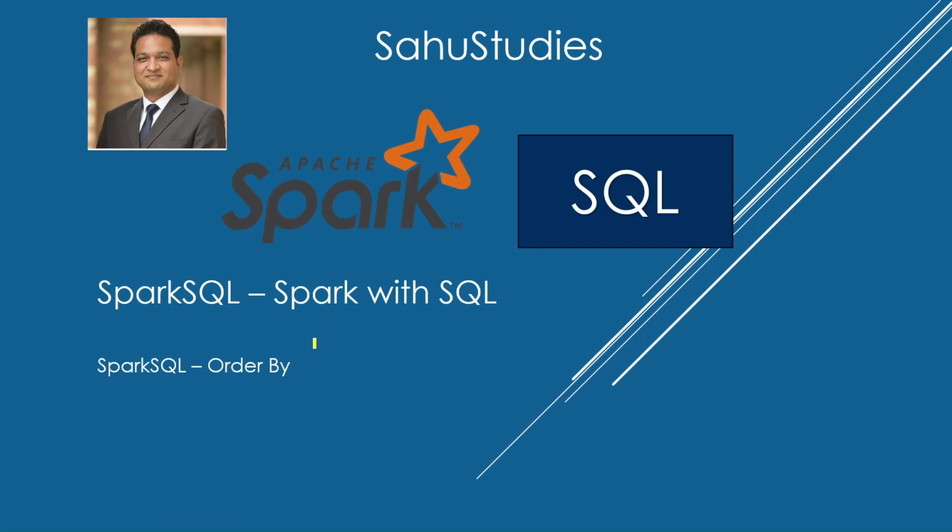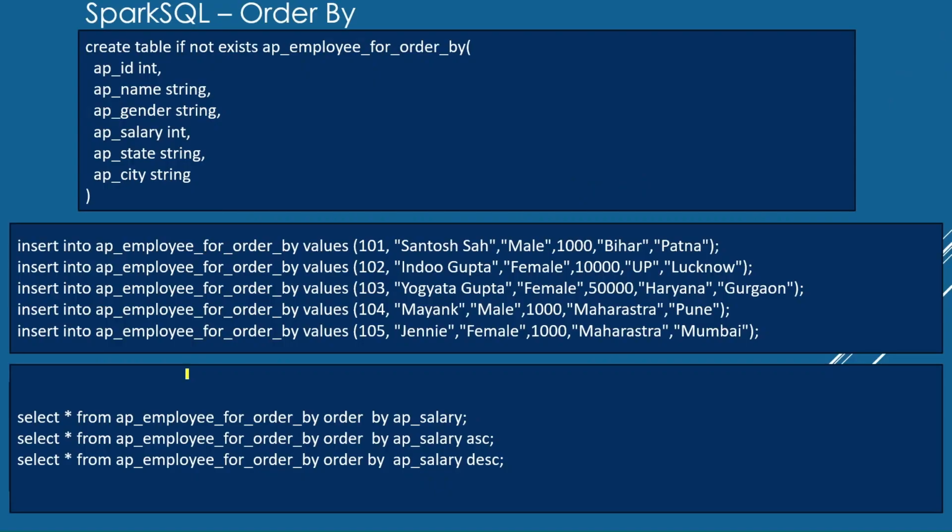In this video, we are going to see how we can sort a table by a column name with the help of order by clause in Spark SQL. In this exercise, I am creating this table with the help of a create table command. This is the name of the table, and I am defining 6 columns and its data types. Once the table gets created, I am inserting some records in it.